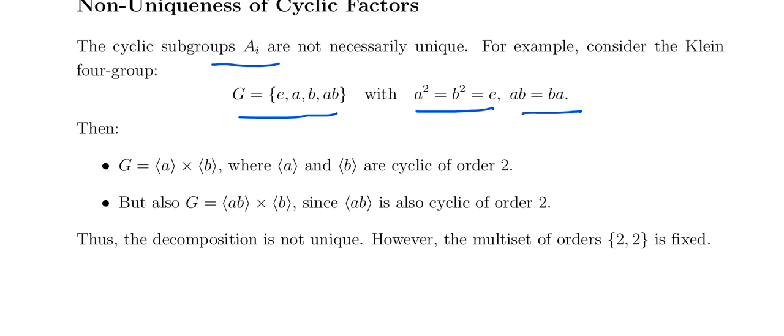A and B are cyclic groups of order 2. So then G equals AB cross B, where AB is also a cyclic group of order 2. So the decomposition is not unique. That is, the decomposition is not unique. Therefore, the multiset of orders, that is 2, 2, is fixed.